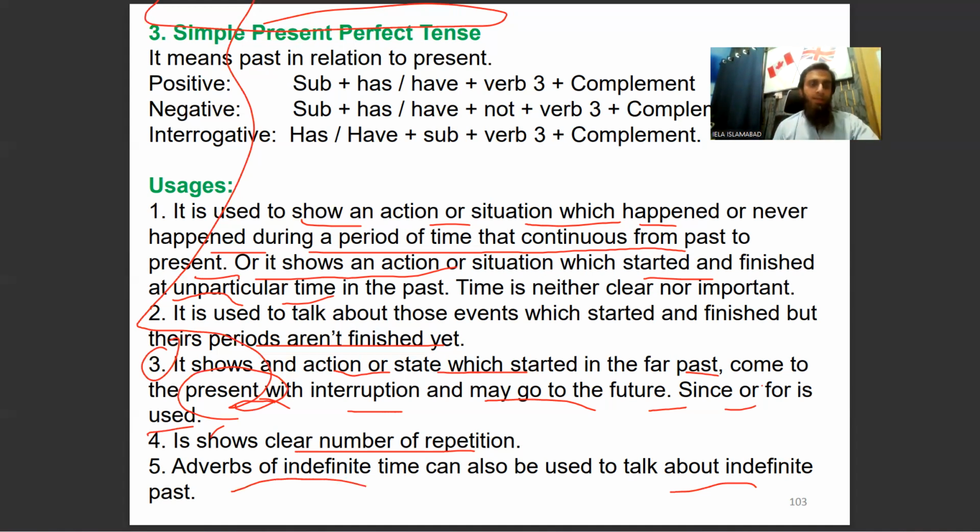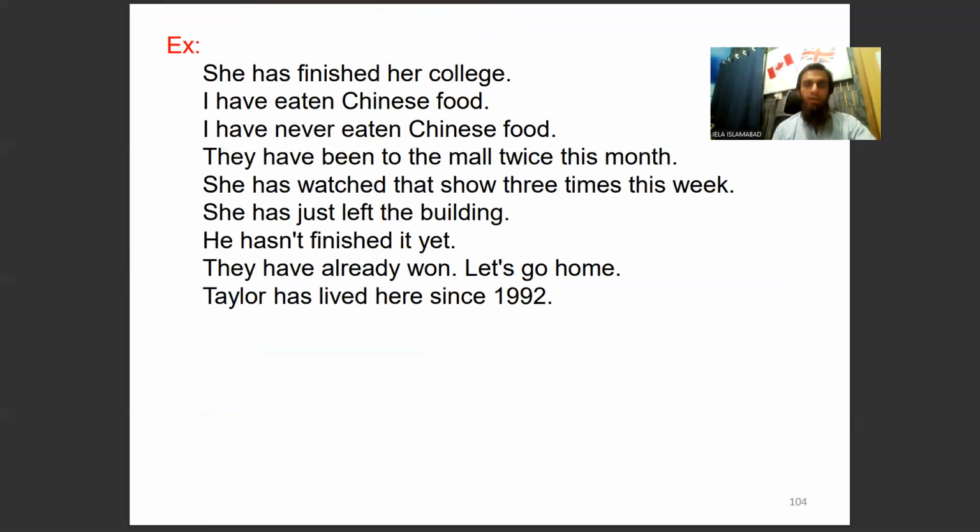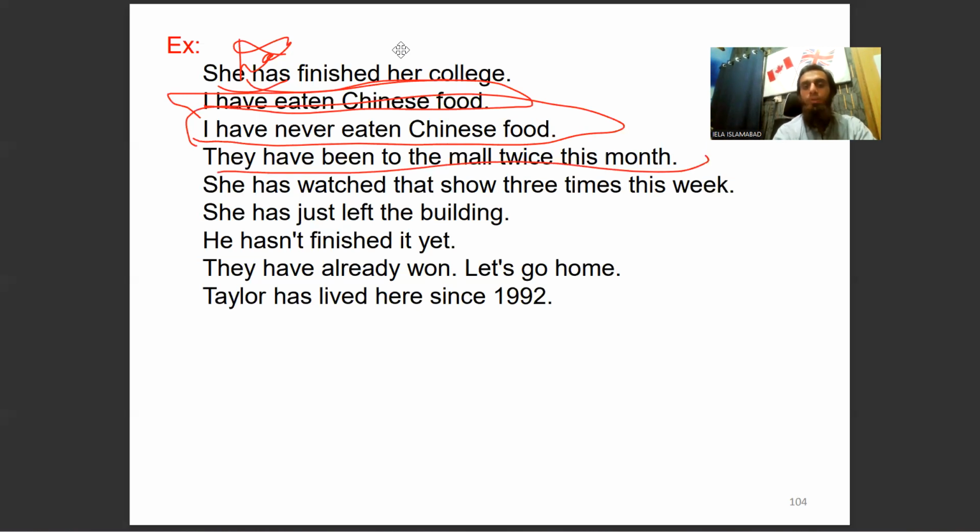So for all this, again, it will be clear right now with some examples. She has. For a singular subject, we use has. For plural pronouns or subjects, we use have. Right? Has, have. Okay. She has, not she have. Have is wrong. He has finished his college. I have eaten Chinese food. I have never eaten Chinese. They have been to the mall twice this month. Okay.